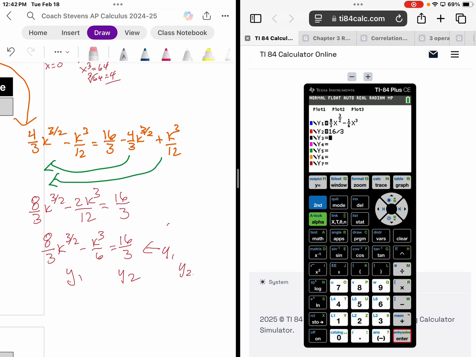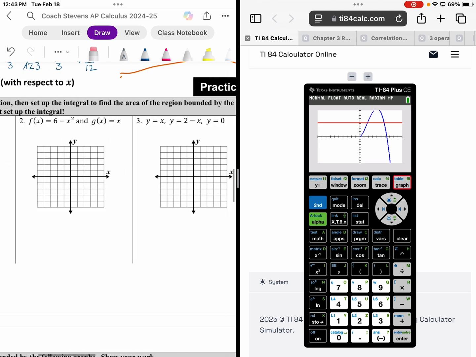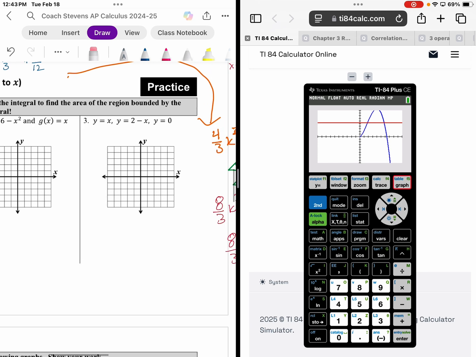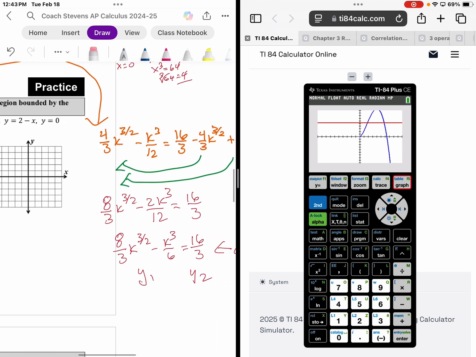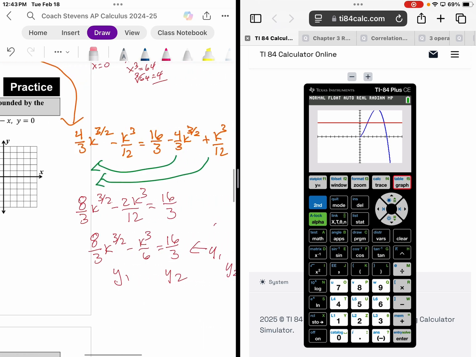So now that I typed those both in there, I'm going to find out where those two things intersect. So I'm going to hit graph. All right, sweet. A little bit different picture than I was thinking of looking at, but it should be different because I didn't type the same equation. So I want to find out where they intersect.